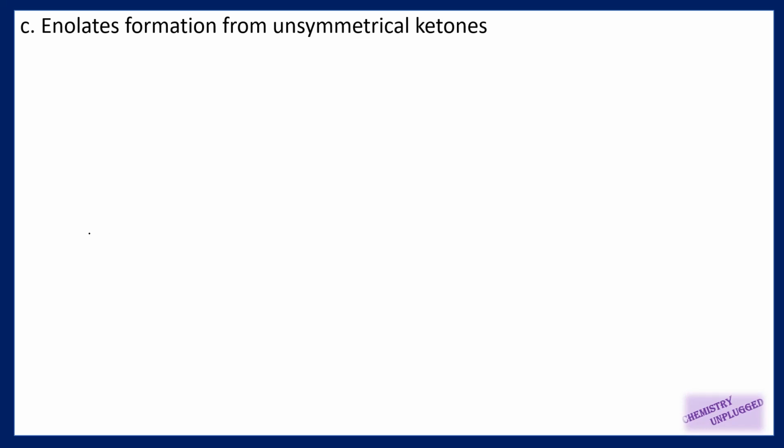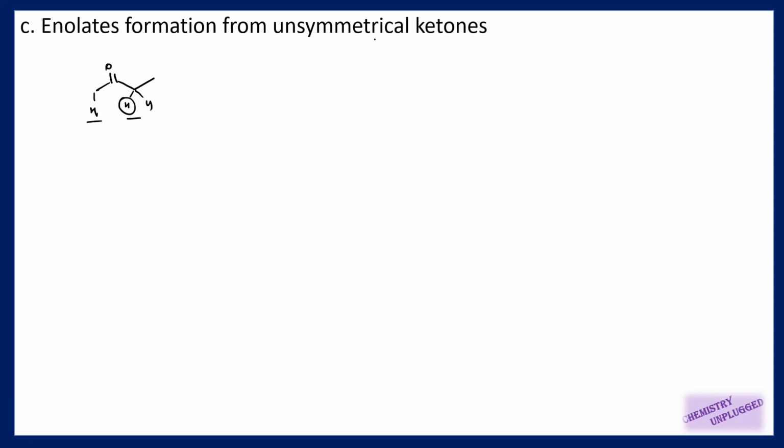Unsymmetrical means suppose you have this type of ketone. How will you know whether the proton is removed from this carbon or from this carbon? So we can have two different types of products in the case of unsymmetrical ketones, but if we use suitable conditions and suitable reagents, then we can have a particular type of enolate, and from that specific enolate, you can get specific alkylation.